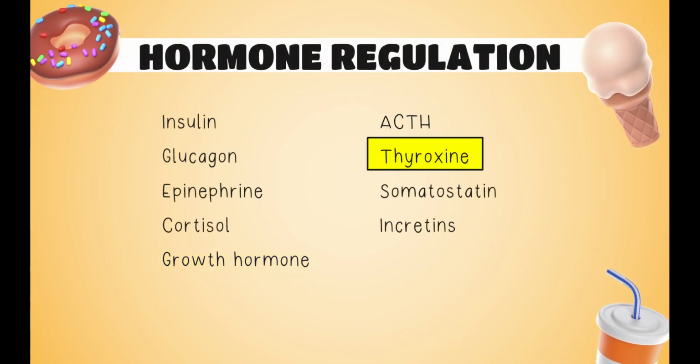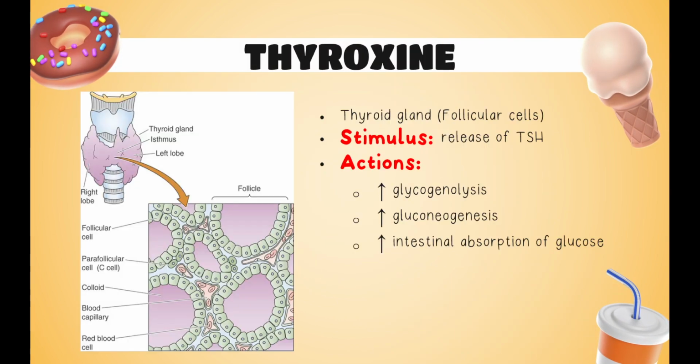So, let us proceed with thyroxine. Thyroxine is secreted in the thyroid gland, specifically in the follicular cells, and its stimulus is in terms of the control of your TSH. TSH means your thyroid stimulating hormone. So these are the actions of your thyroxine: increase glycogenolysis, increase gluconeogenesis, and it also increases your intestinal absorption of glucose. So, ito po yung ating thyroid gland.